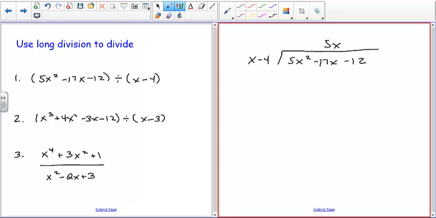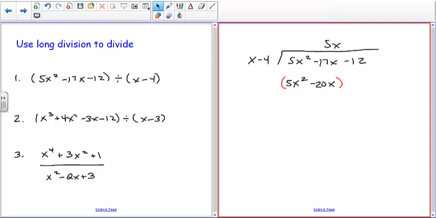Now once we've chosen that, we multiply both of these terms by the thing that we've chosen, because we're just trying to eliminate this right now. So that's how we make the decision. So we take 5x times x, so that's 5x squared, and those are the same. 5x times negative 4, so that'd be negative 20x. But what we do with the division like this is we actually subtract what we have.